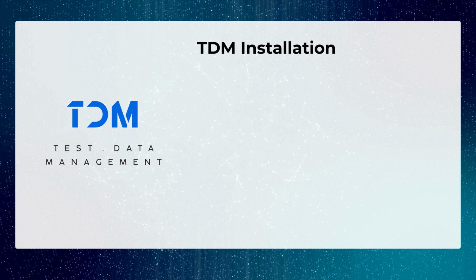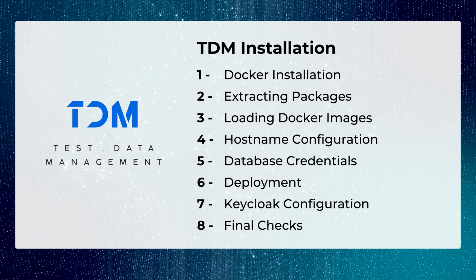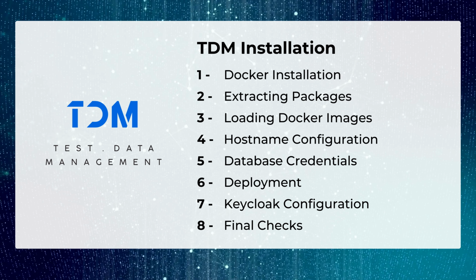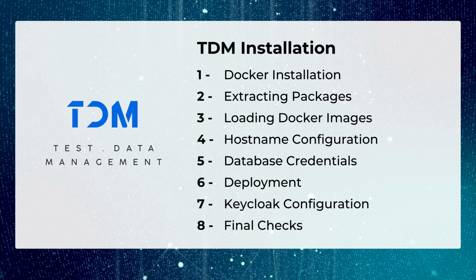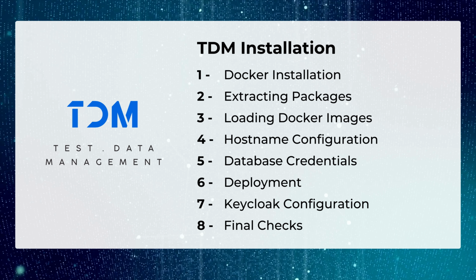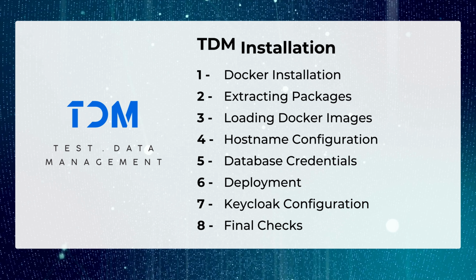The process has 8 main steps: 1. Docker installation, 2. Extracting packages, 3. Loading Docker images, 4. Hostname configuration, 5. Database credentials, 6. Deployment, 7. Keycloak configuration, 8. Final checks.